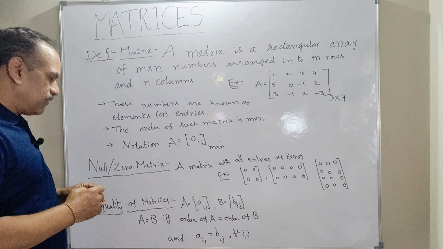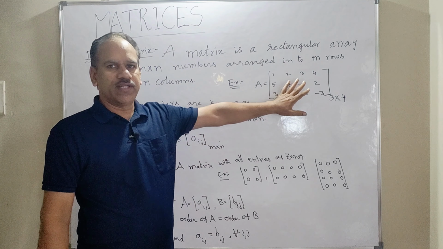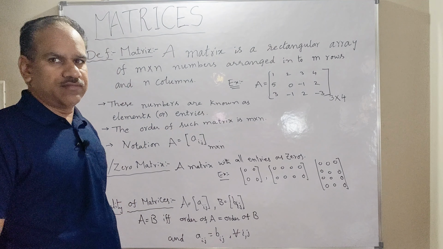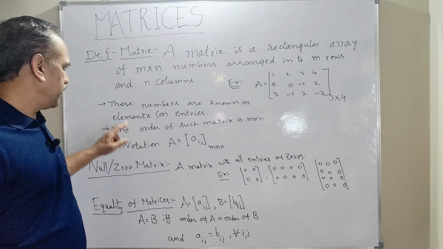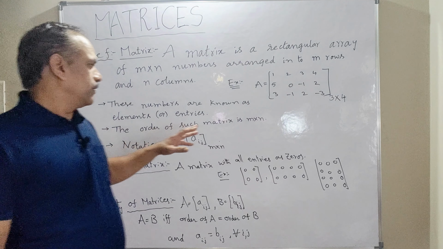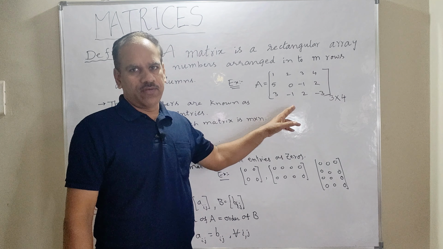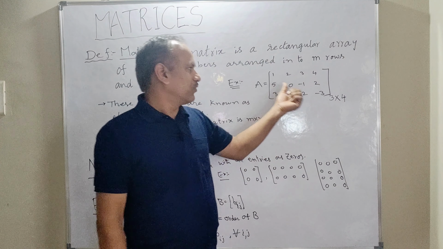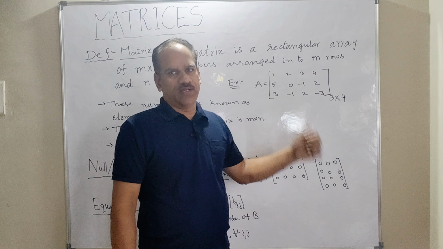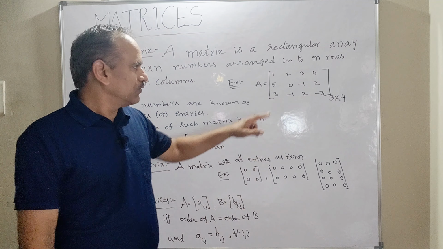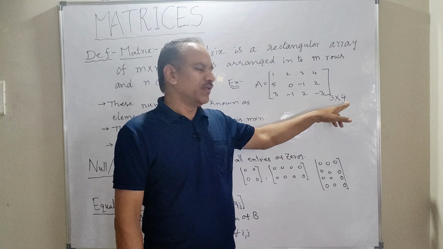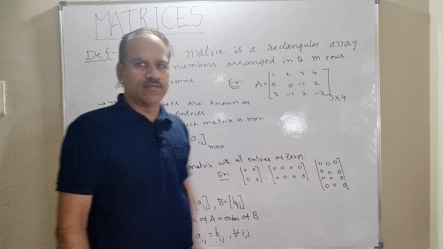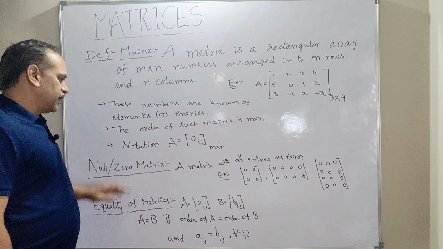And these numbers we have written inside these brackets are called elements or entries. You can call them entries also. And the order of the matrix. So how do you define the order of a matrix? Order of the matrix is number of rows into number of columns. So how many rows? 3. How many columns? 4. So 3 into 4 is the order of this particular matrix.